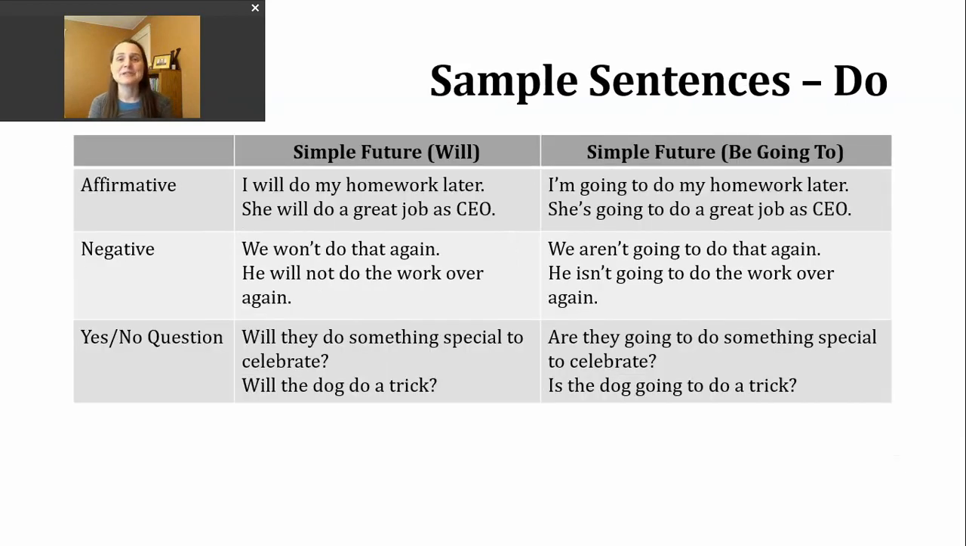Now let's continue looking at our verb do in the simple future. Today we're going to compare the simple future using will with be going to. So this is something that gets taught a great deal when there is a focus or emphasis on grammar. And I think many people who grew up speaking English regularly don't think so much about what they're suggesting by using will or be going to.